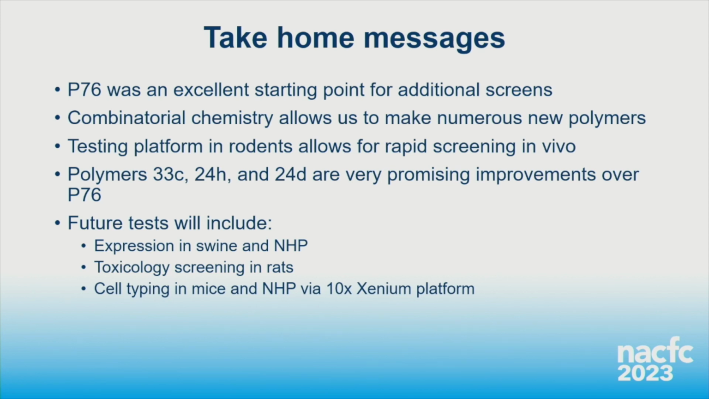So take-home messages: 76 was a great starting point. We're still very excited about 76. It's a very good polymer. Combinatorial chemistry allowed us to look for new ones, with new screening platforms. We found 3 new ones, 33C, 24H, and 24D, that look good. We'll be doing expression studies now with the new ones in swine, NHPs, tox in rats, and a whole lot more cell typing using the 10X platform. Thank you.